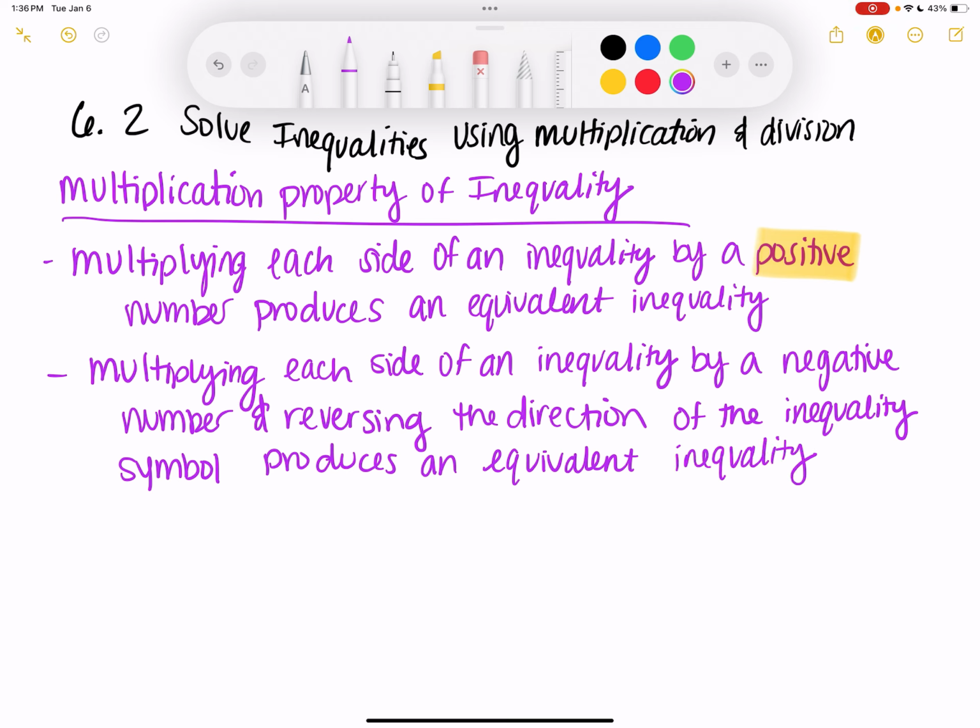And basically the same exact thing applies if it's dividing as well. Multiplying and dividing by a positive stays the same. If we do it by a negative, though, then we have to flip the inequality.